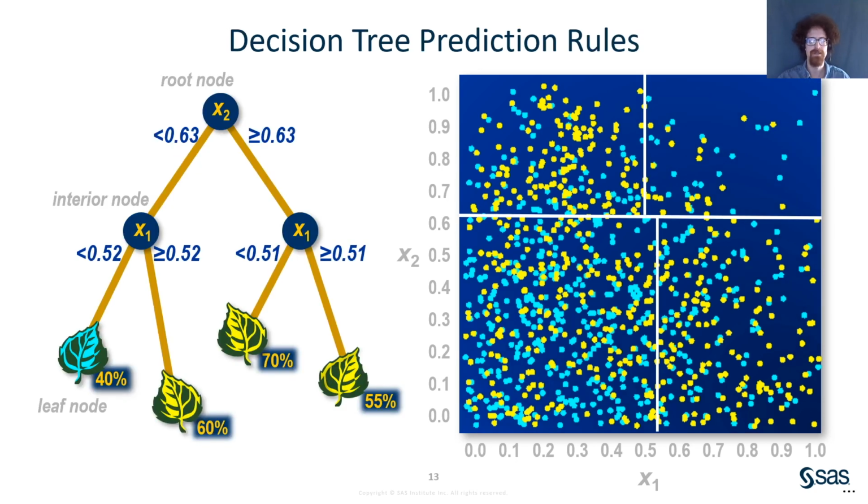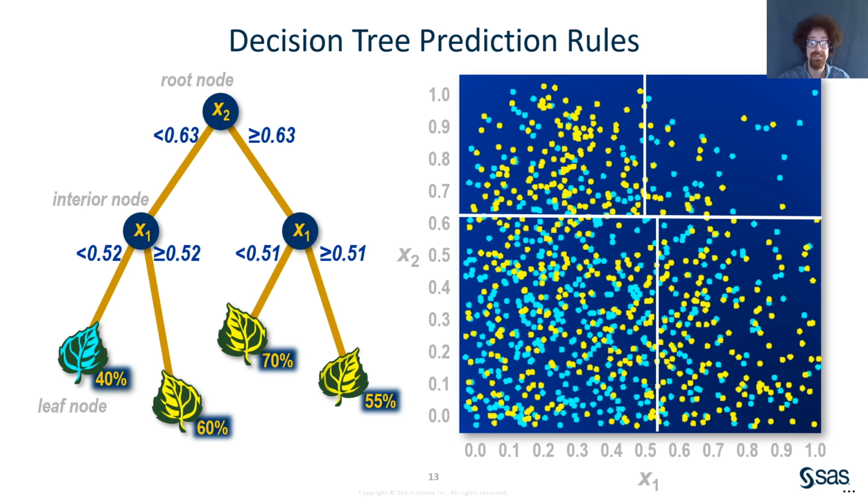To predict an outcome, decision tree models create rules that are applied in a stepwise order that can be represented like an upside-down tree, as shown here on the left. The rules create separate areas in the plot that maximally concentrate yellow outcomes in some areas and blue outcomes in other areas. Here, the first rule splits our plot into 2 areas along the x2 axis. One area above x2 equals 0.63, and one area below x2 equals 0.63.